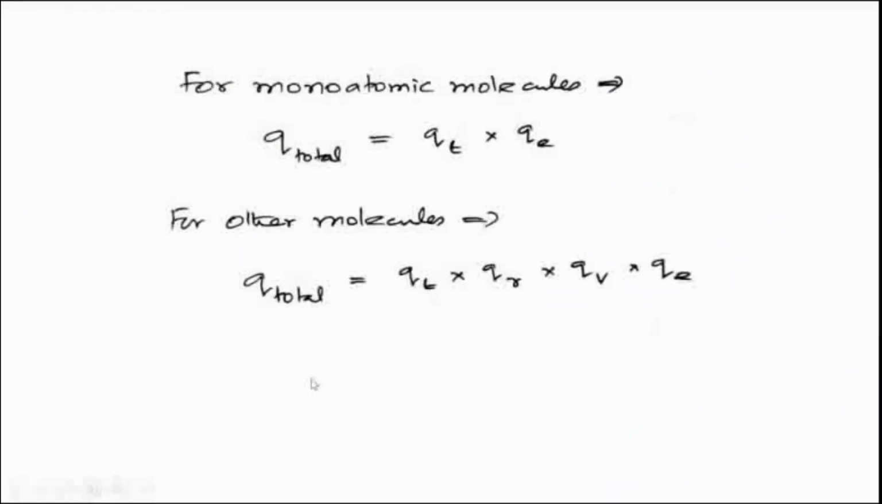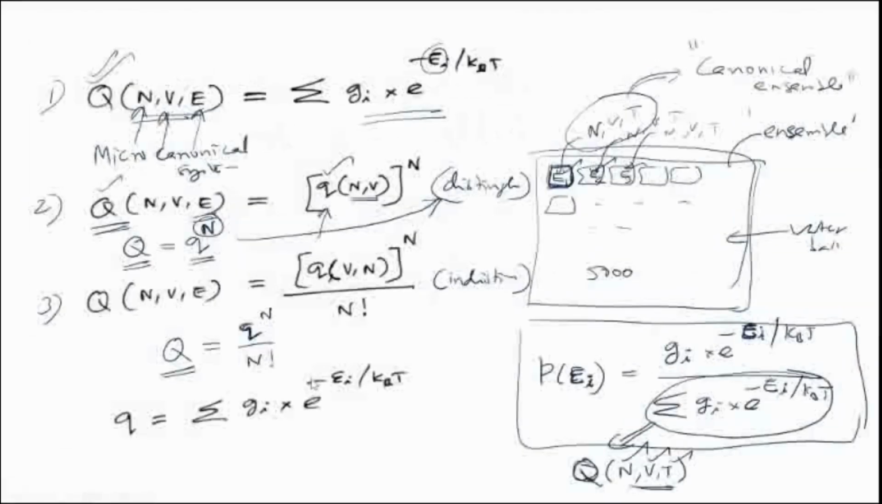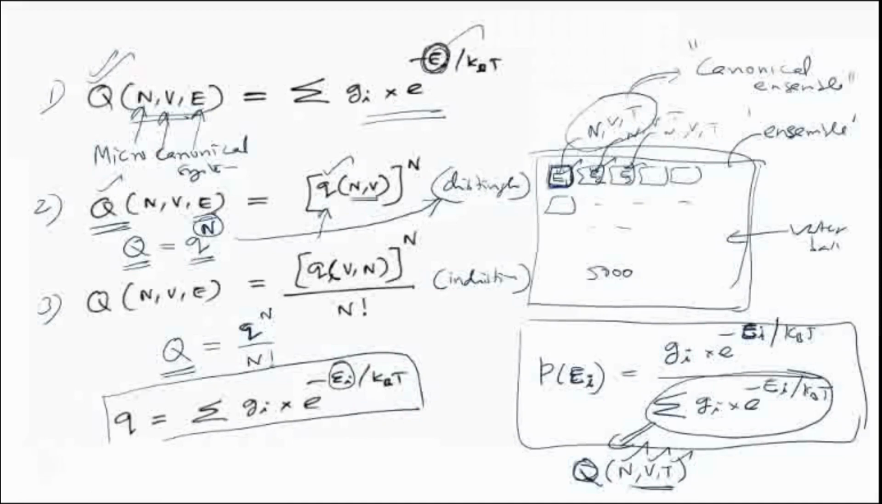Now, listen, molecular partition function, small q. I'm going to use the small q symbol for the molecular partition function, which is given by the formula summation of g_i into e power minus E_i by k_B T. Here, these E_i are the energies of the quantized levels, whereas this E_i, see in the top, is the energy of the system. See the difference.